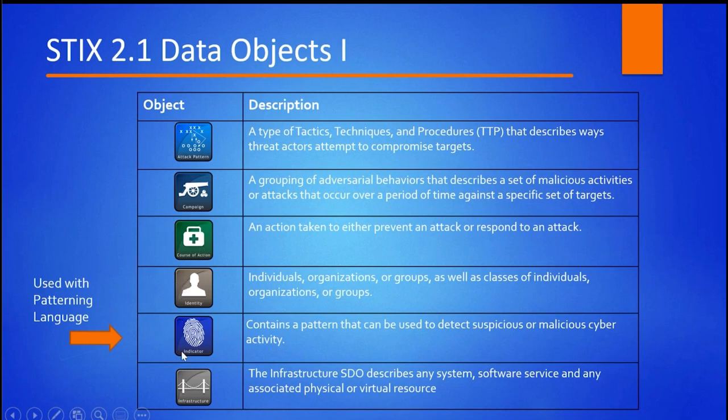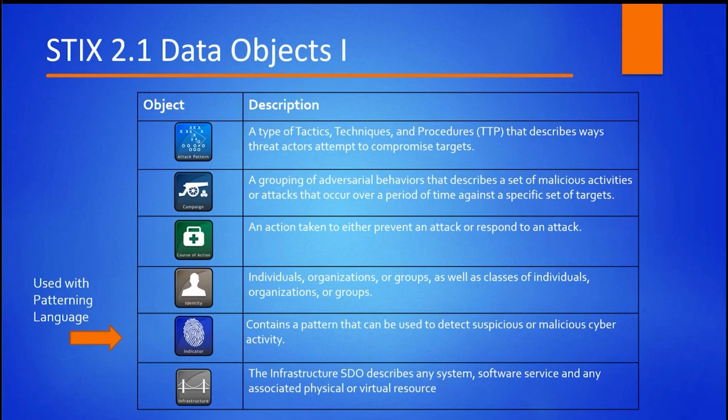We have identity, and then indicator is really a very important central theme in the whole STIX data model. It stems from the original nomenclature that was developed by Mandiant. Mandiant's now part of FireEye. They originally called the observables indicators of compromise, or IOCs, and you see that acronym a lot still.